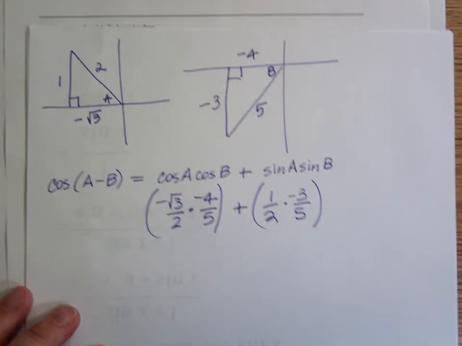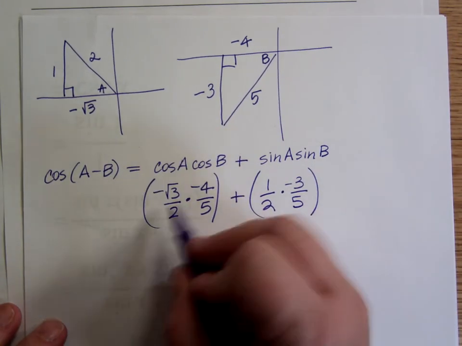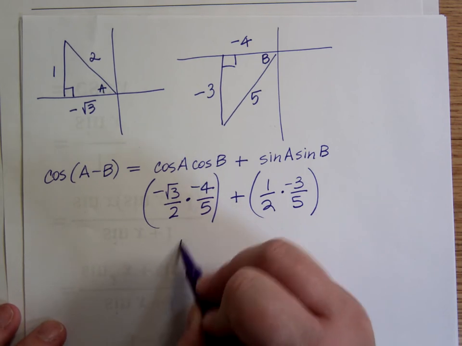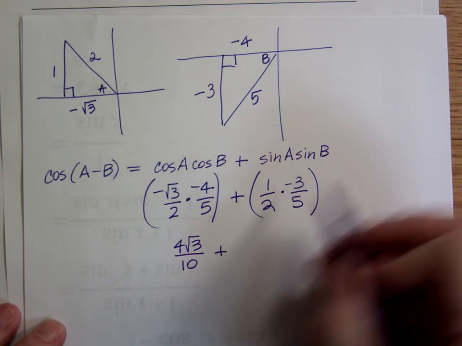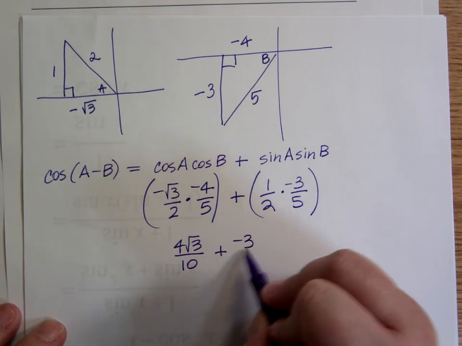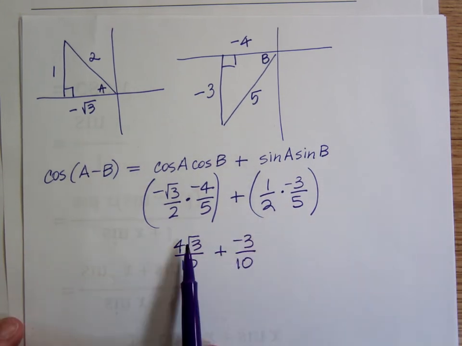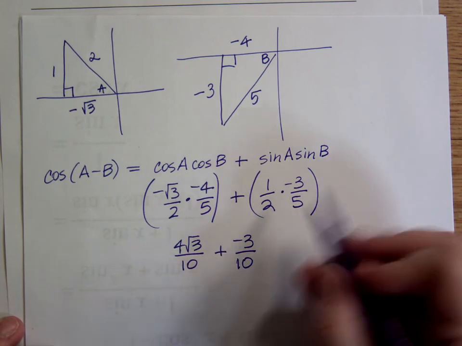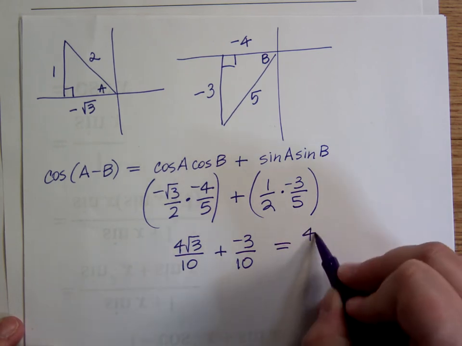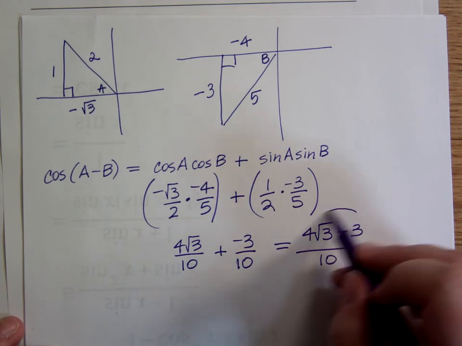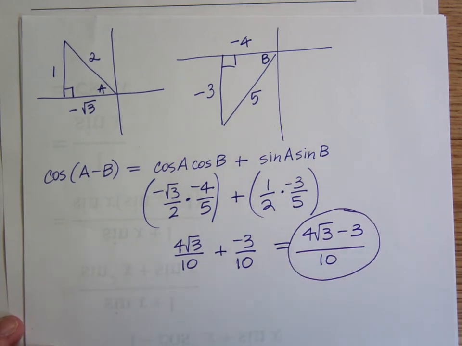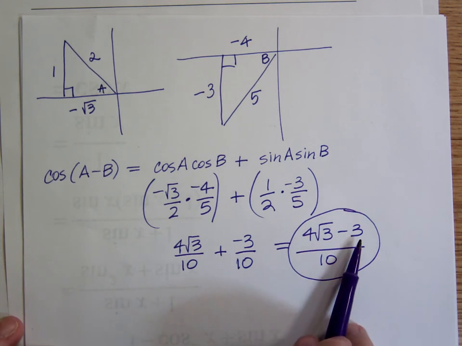Okay, so this is 4 root 3 over 10 plus negative 3 over 10. These are not like terms. I can't combine them. So my answer is going to be 4 root 3 minus 3 all over 10. That cannot be simplified. Yes, 2 goes into 4 and 2 goes into 10, but 2 does not go into 3. So I cannot simplify that.